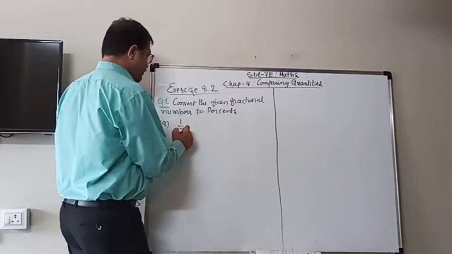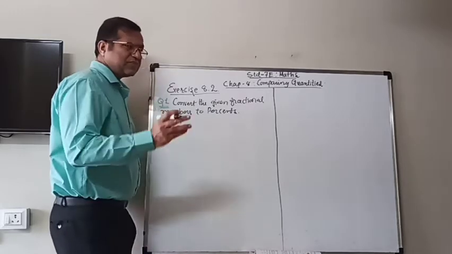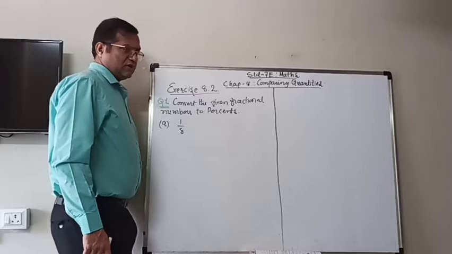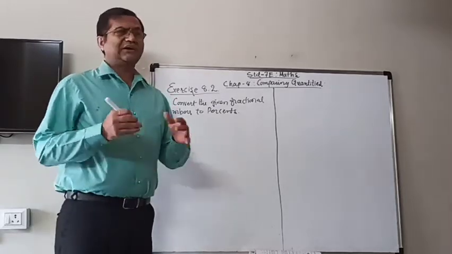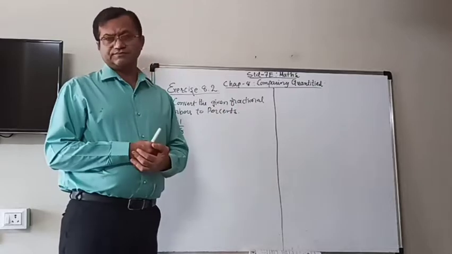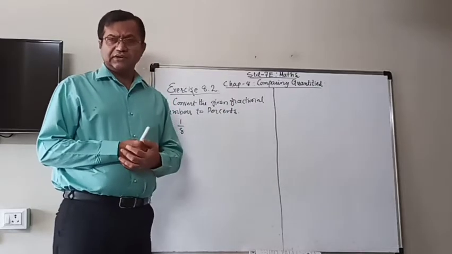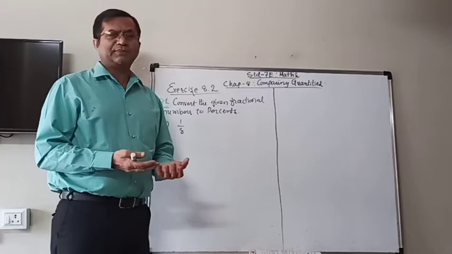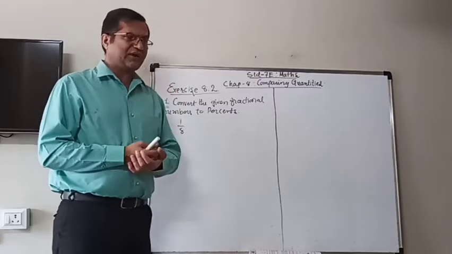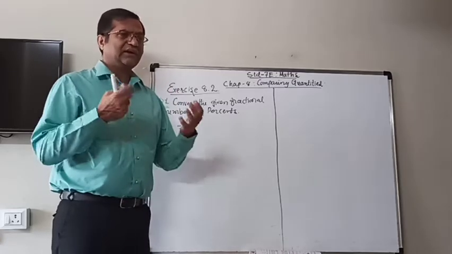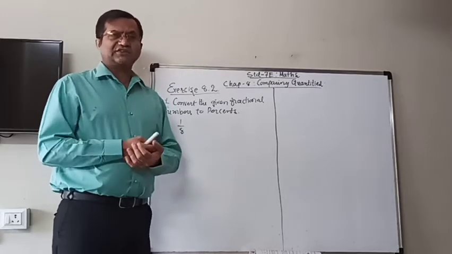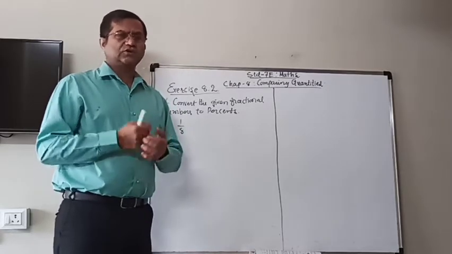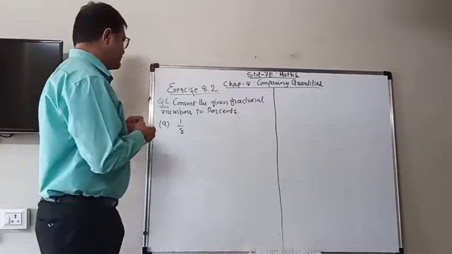First one is 1 upon 8. Now we know that, I show you the easiest way: multiply it with 100 and put percent. And then if there is simplification, you can simplify and write down the final answer. If it is an improper fraction percentage, you can convert it into a mixed number.